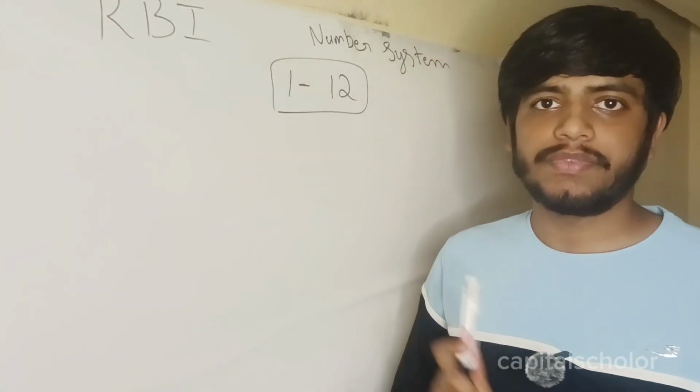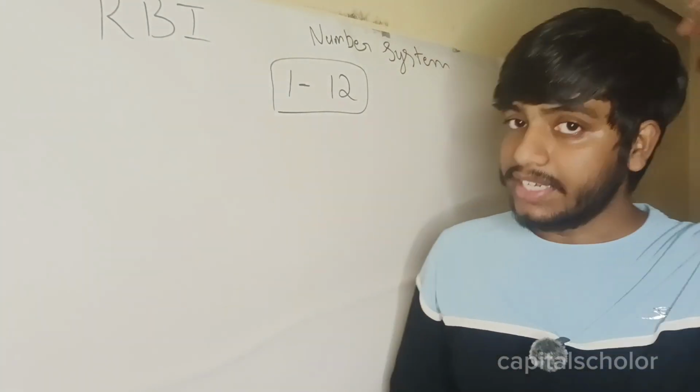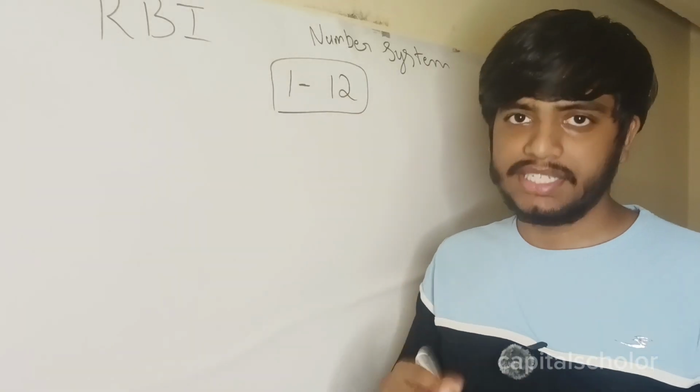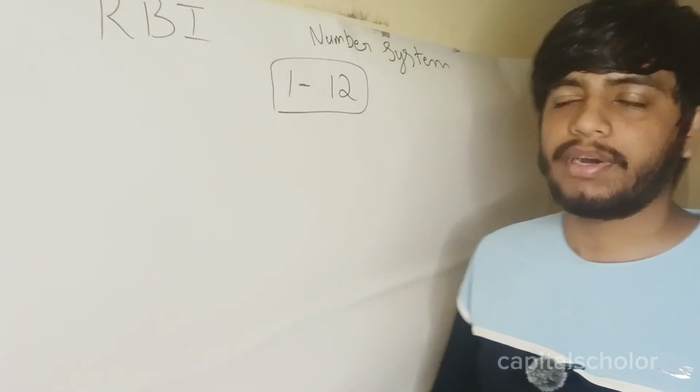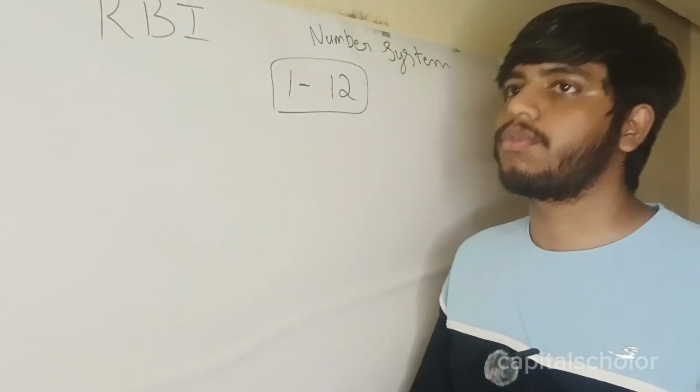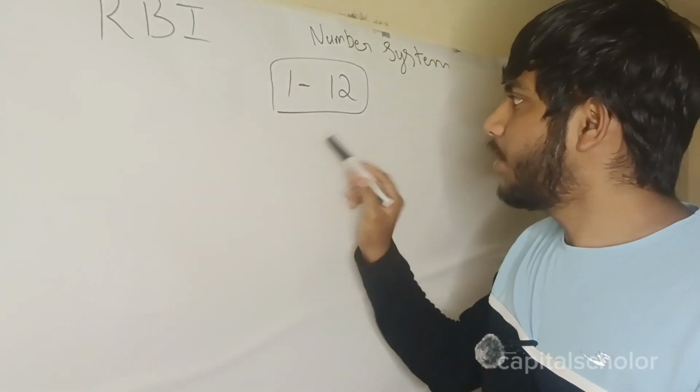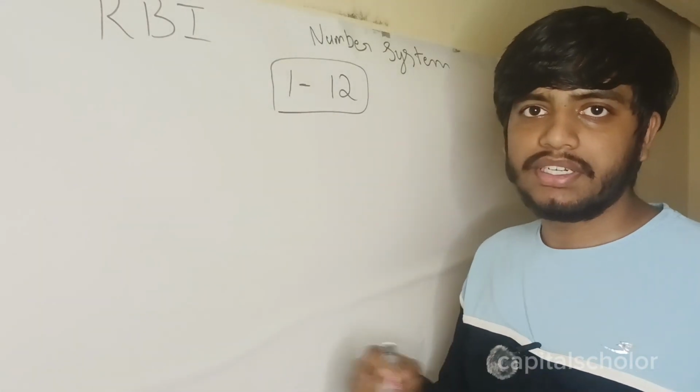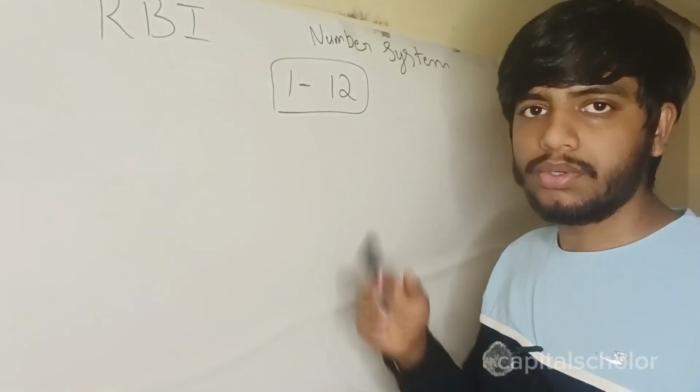Today we are going to learn about the number system, like divisibility. The first part is divisibility and we will go on to the next part. In divisibility, what we are going to learn is from 1 to 12. We will learn the numbers which are divisible by 1 to 12, all the numbers.